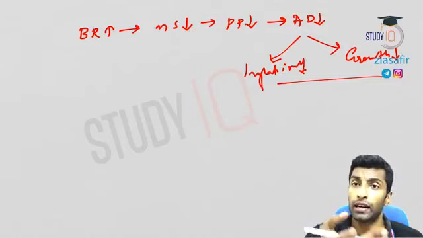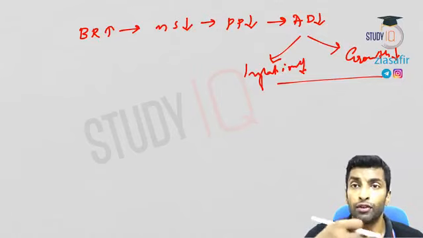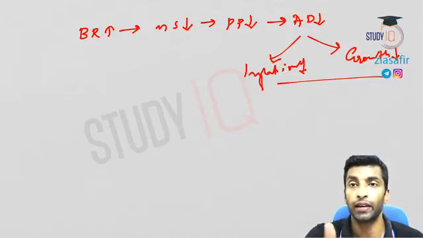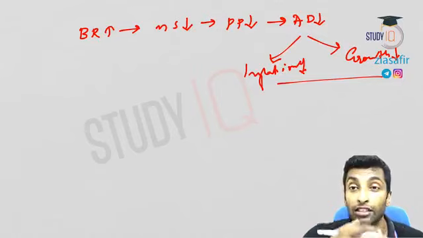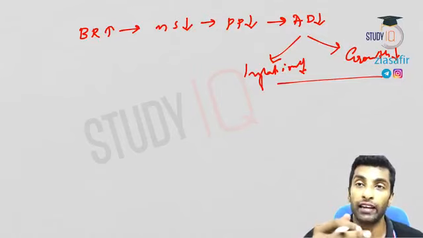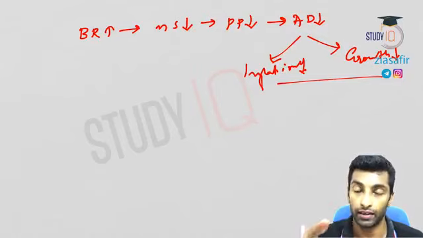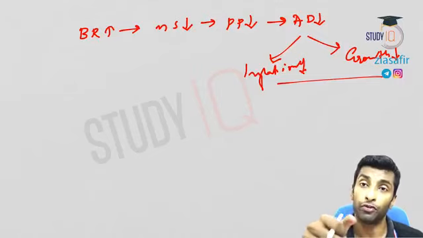But compared to CRR, SLR is much better because for SLR you are getting some return in the form of interest, because you are keeping it in government securities. But in case of CRR, you are just keeping the money idle with the RBI and you won't get any return. Now, which will affect the profitability more?